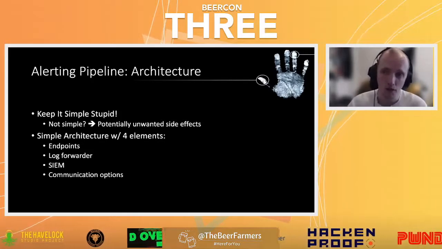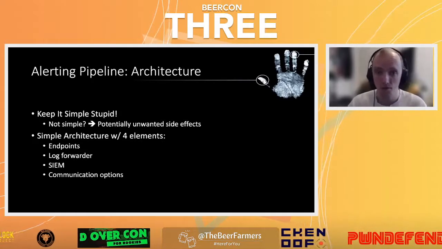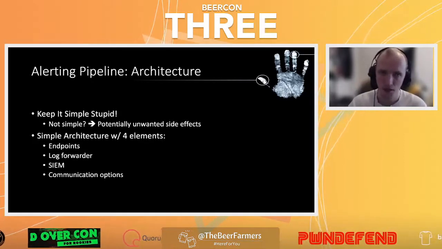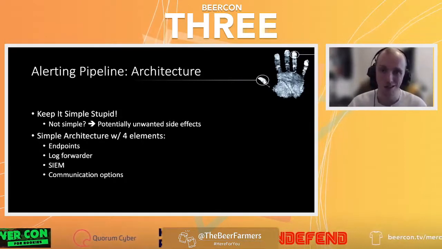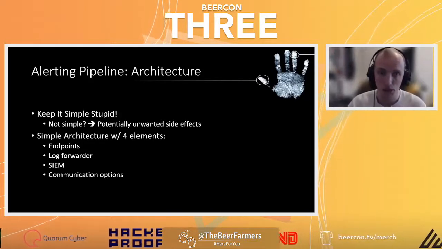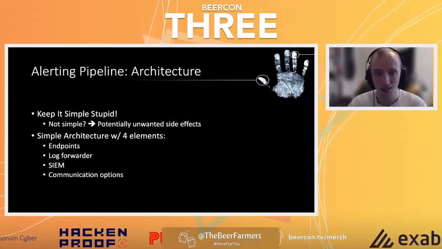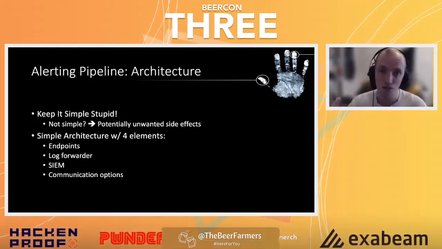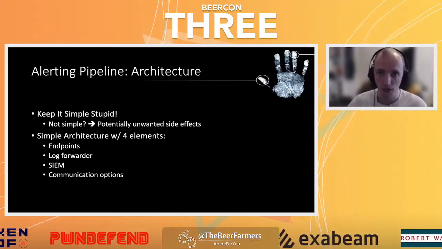So a simple architecture would consist of potentially 4 elements: different endpoints, which could be a MacBook, Windows laptop, you name it. Then you have a log forwarder, which basically forwards all logs or all findings from OSquery, for example, from the endpoint to somewhere else. Then you have a SIEM where all that information gets saved, and then your SIEM can potentially send out alerts to several communication options. Now, what would this look like in reality?